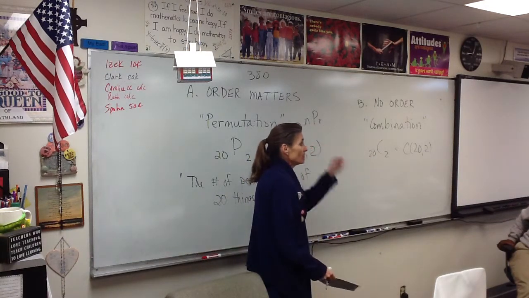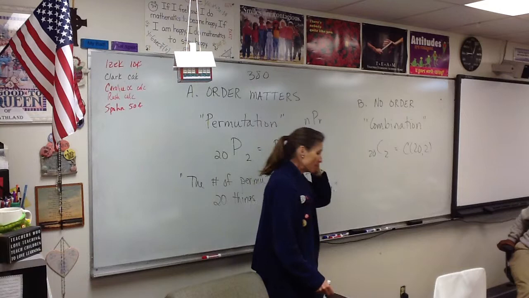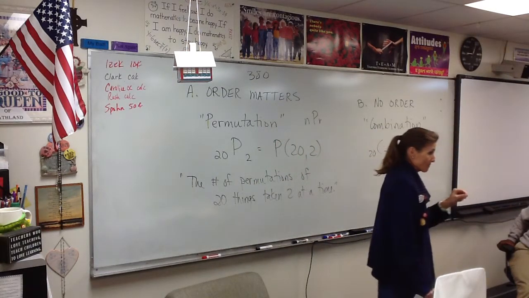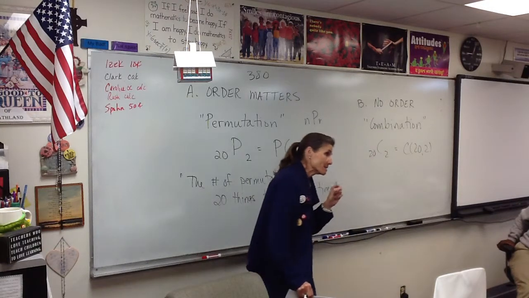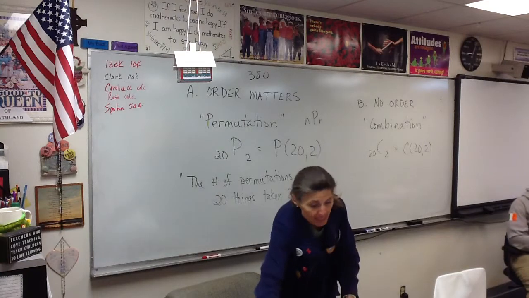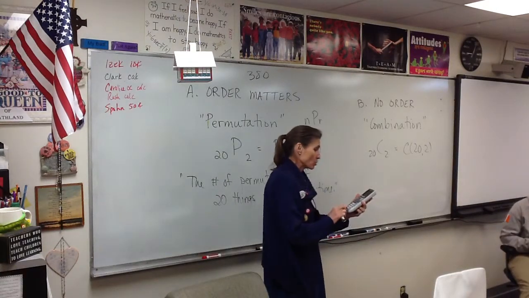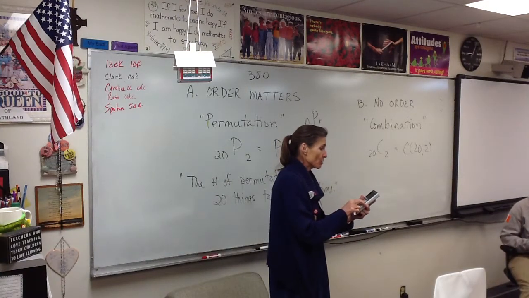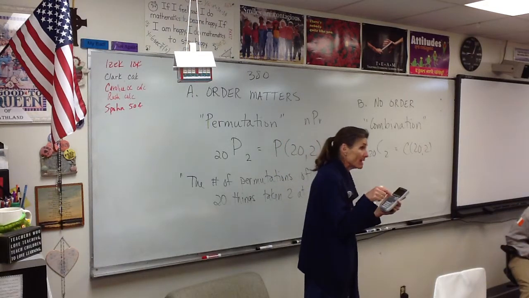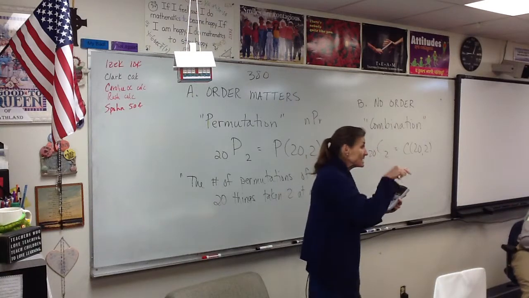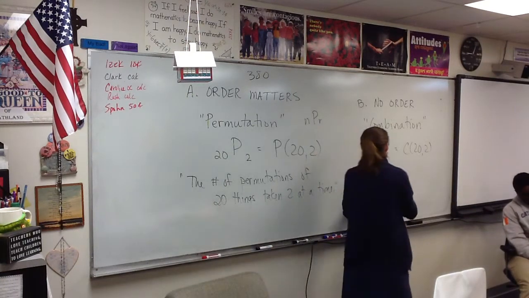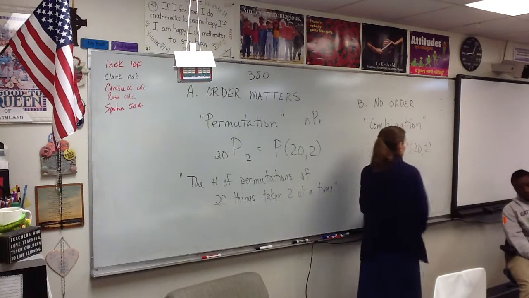I still have 20 people and I'm still picking 2. But now the order doesn't matter. When order doesn't matter, you use C. You type that in exactly the same way. Press 20, go to your Math Prob menu, and you'll notice you have an nCr button. Press it. And the answer to that one is 190.